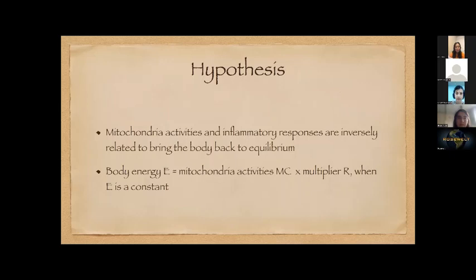The first one we'd like to look at is the hypothesis. We try to establish a relationship that mitochondrial activities and inflammatory response are inversely related to bring the body back to equilibrium. In equation, it is the body energy E constant is equal to mitochondrial activities MC plus a multiplier. Let's explain a little bit: the body energy is E and it is a constant.